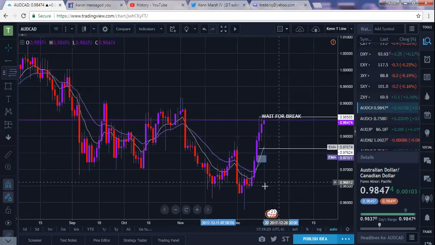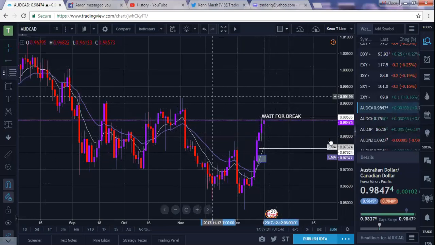Not looking for it to go down here. It could come down here. That's what it is, for a move higher, but I don't think so. I think we're going to go higher. I'm sorry. Waiting for the break.